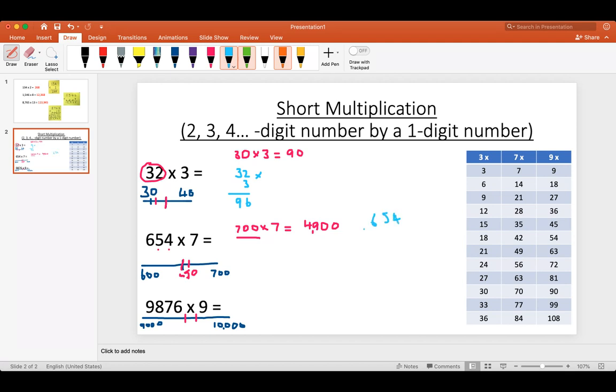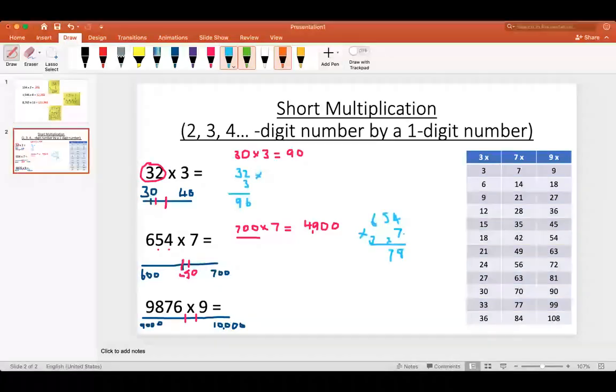654 multiplied by 7. Can you see how all my digits are lined up nice and neatly in the correct place value? Ones, tens, hundreds. 4 times 7 is 28. Carry the 2 over. 5 times 7 is 35. Add the 2 gives me 37. I'll bring the 3 over to the next column.